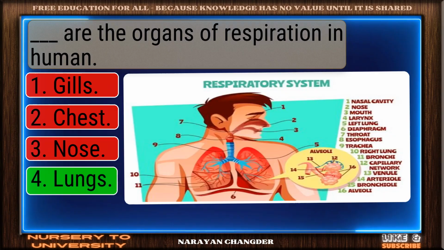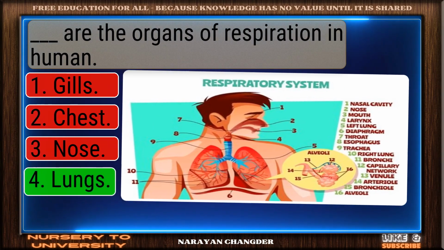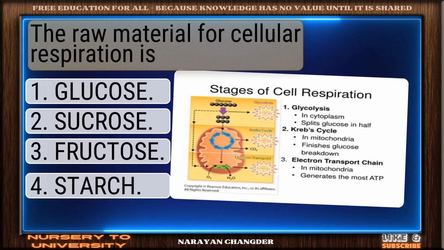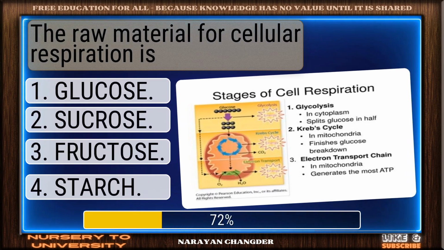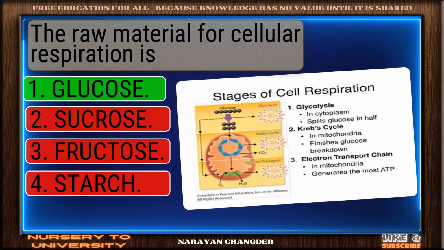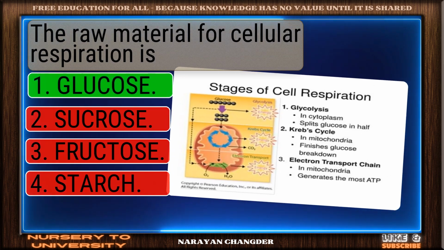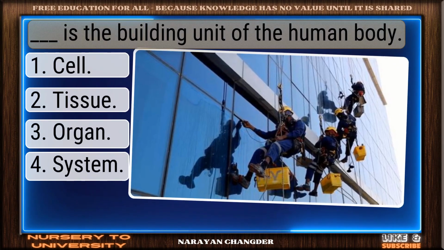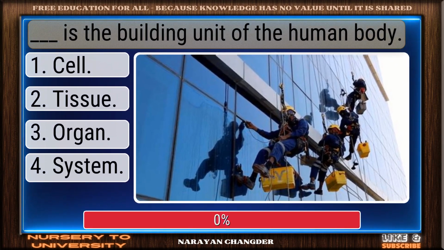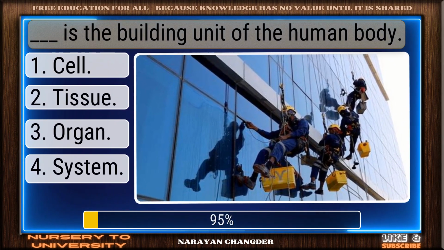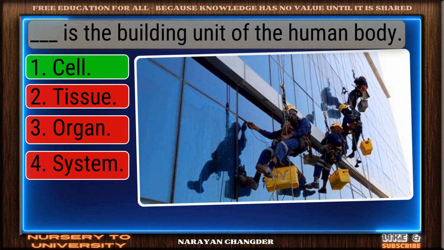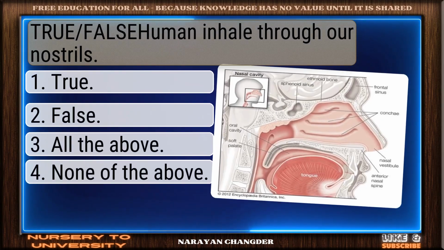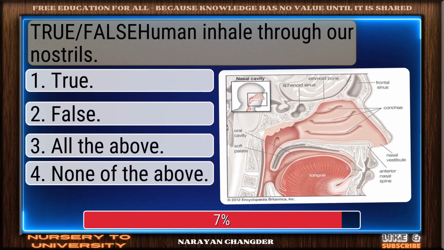Solid response. Lungs is a valid choice. Question number 72. The raw material for cellular respiration is? Nice selection. Glucose is the correct and valid answer. Question number 73. Dash is the building unit of the human body. You got it? Your choice cell is right. Question number 74. True or false, humans inhale through our nostrils?